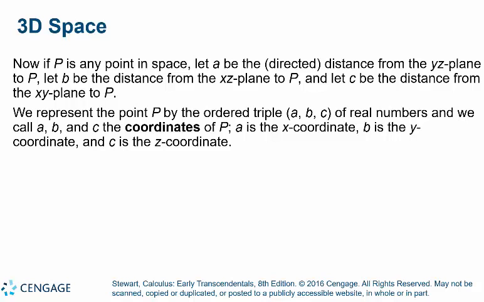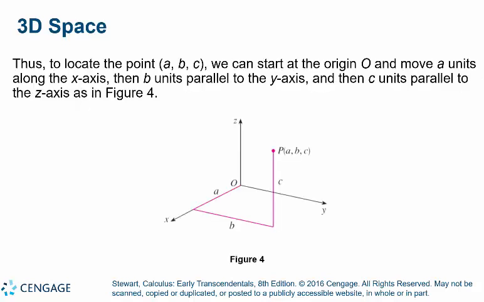Think of A as the X coordinate, B as the Y coordinate, and really what we're doing is we're introducing this C now as the Z coordinate. So to locate this point A, B, C, you start at the origin. You move A units in the x-axis, B units in the y-axis, and C units in the z-axis. Always. So if it was negative, you'd be going backwards this way. If it was negative z, you'd be going down. But x, y, and then z.